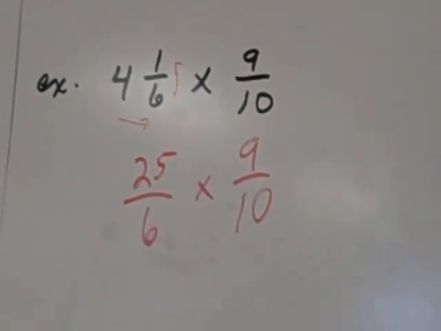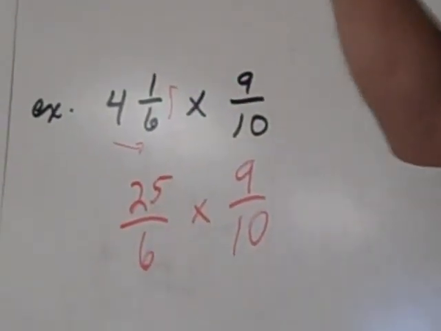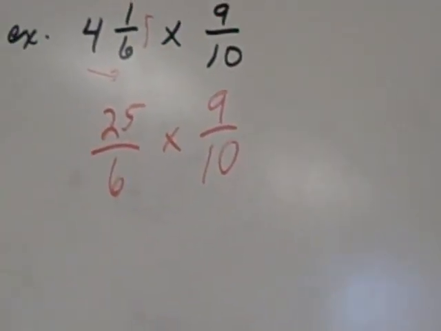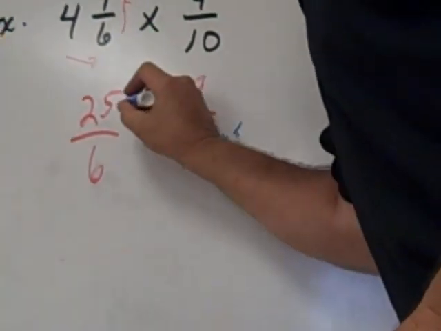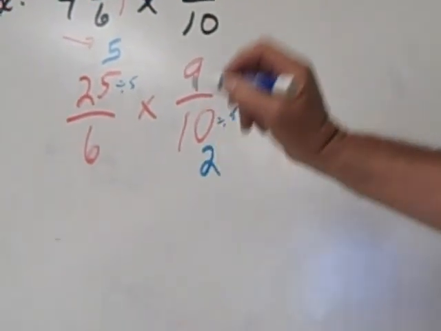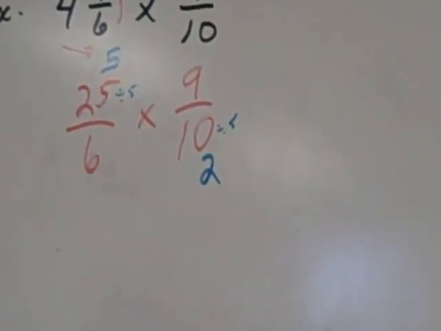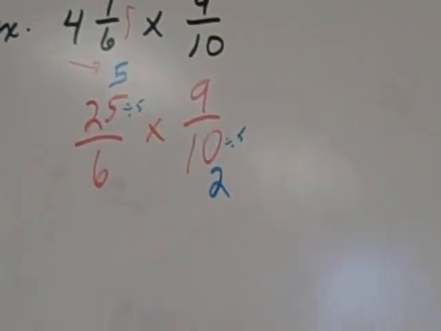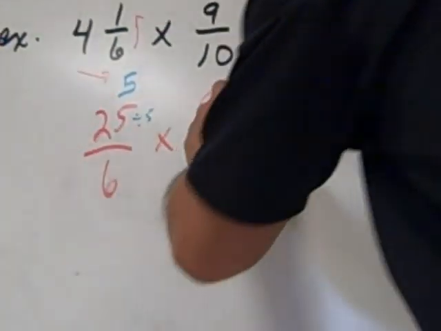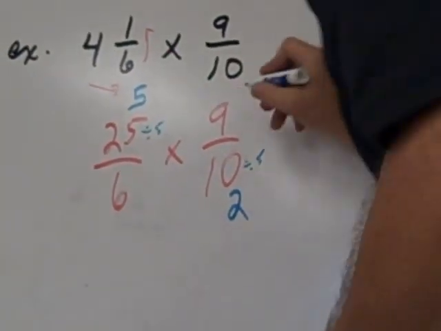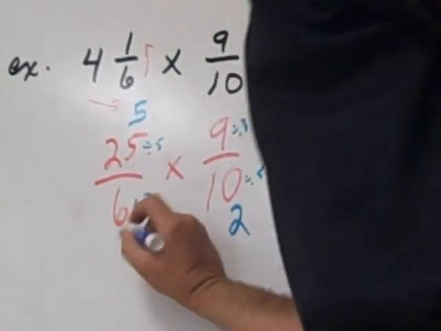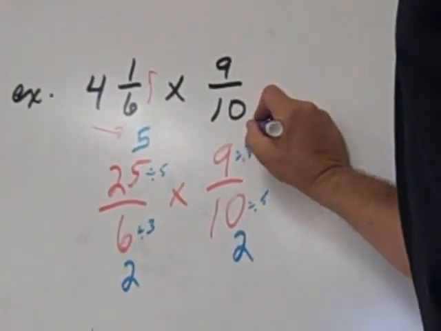Okay, so wait, hold on. What do you want to do? Divide 25 and 10 by 5. I like that. So she's going to divide by 5 here. What do we get? 5 and 2. Now he wants to simplify some more, the 6 and the 9. Divide by 3. Sometimes you can do it for all of them. What do we get? 2 and a 3.